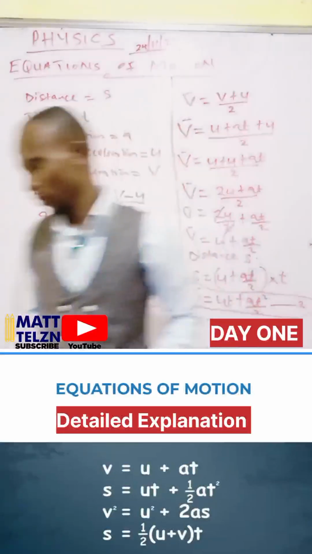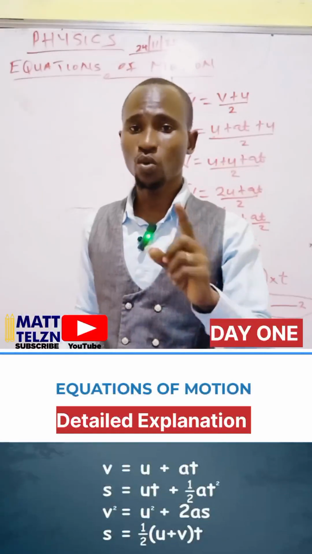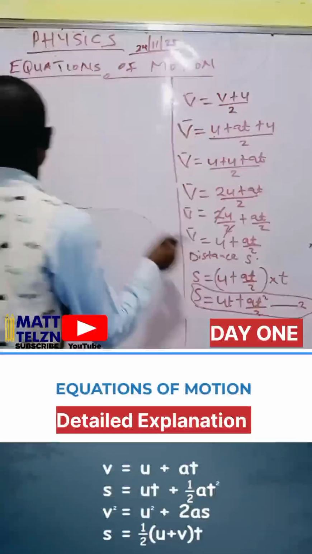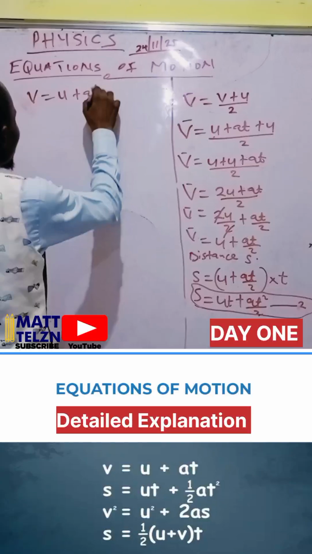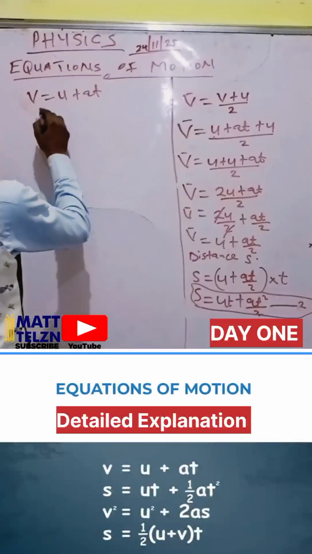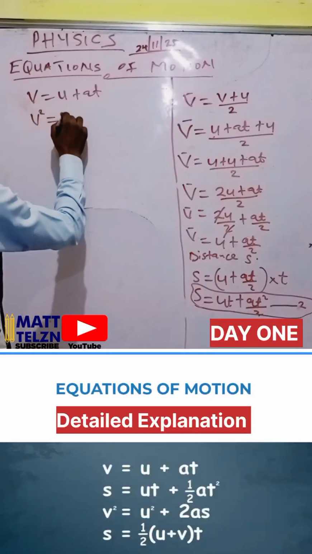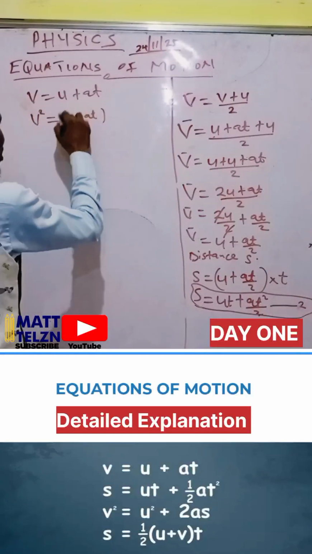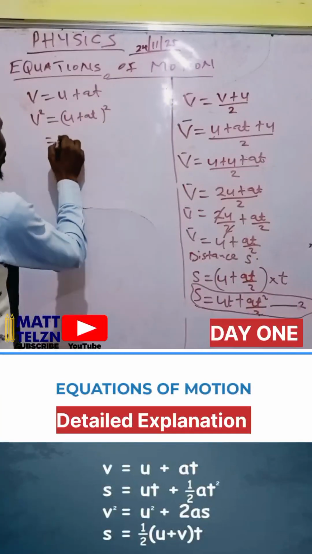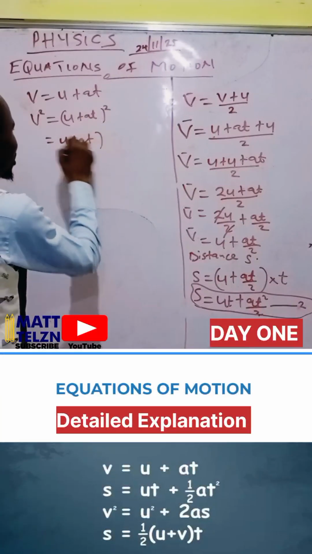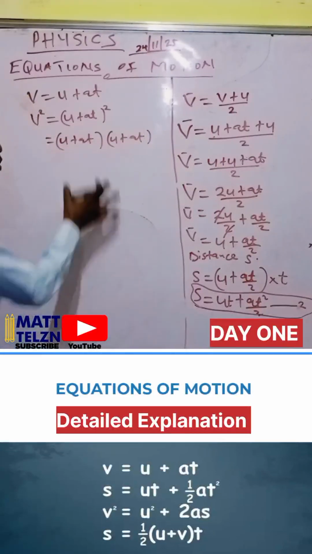Now to find the third equation of motion, we are going to use equation 1. My equation 1 is v equal to u plus at, right? What we do is square both sides of the equation. Squaring this side, I have v squared equal to (u plus at) squared, right? Now I will simplify this side, which is u plus at times u plus at, right? Let me open the bracket.